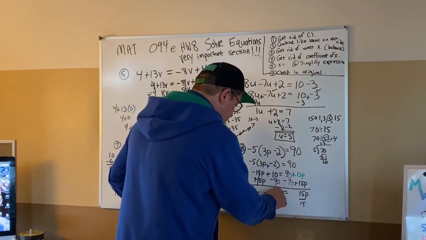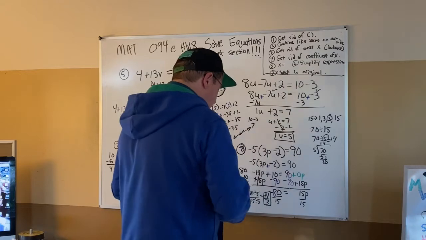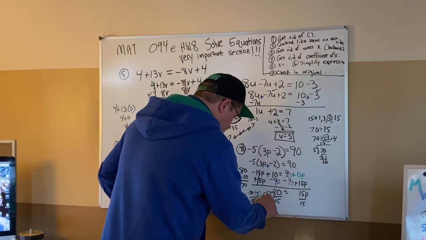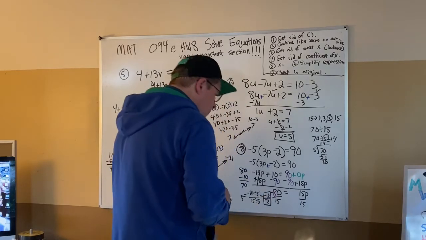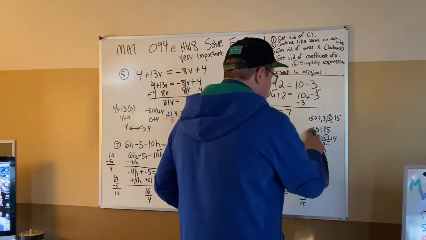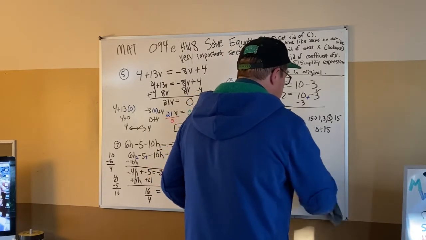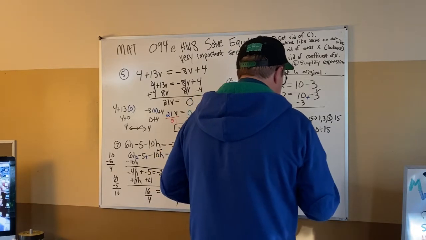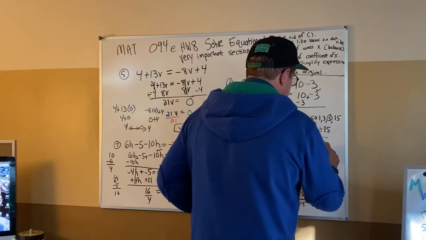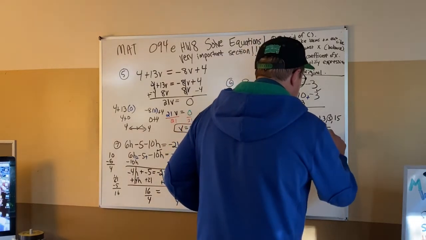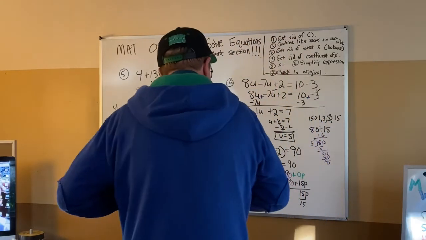Instead of getting negative 70, we would get negative 80. And instead of getting negative 14 when we did our reduction, we would get negative 16 over 3. This is an 80 instead of a 70. It still works to the same concept: 80 divided by 15 doesn't work. 80 divided by 5 gets me 16. Okay, negative 16 over 3.